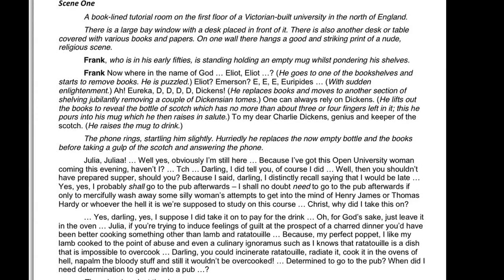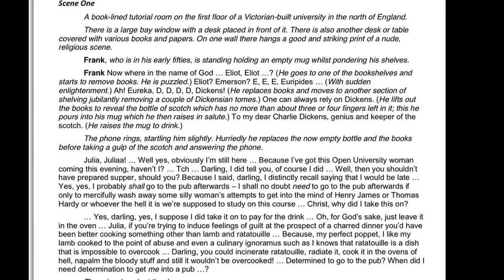So then let's have a look at the information we're given from the very beginning. We're seeing here a book-lined tutorial room on the first floor of a Victorian-built university in the north of England. This sets our setting and our assumptions about the setting, a place of learning. But when we know that we're looking at stuff to do with class, we can start thinking about how education is something that has historically reinforced rigid class structures, that higher learning was only available to people who belonged to the higher classes.